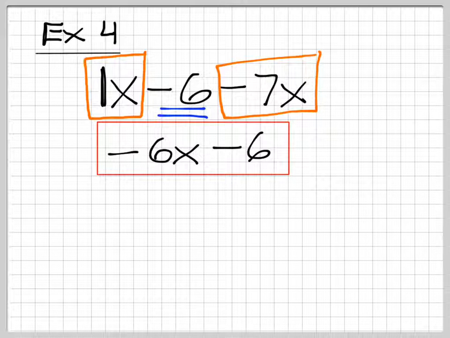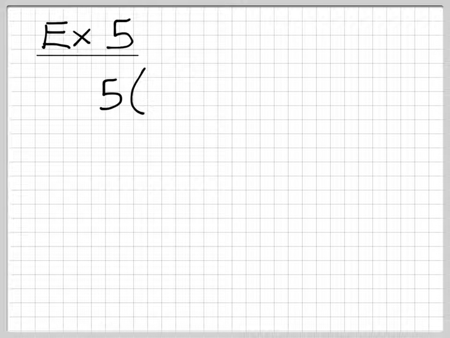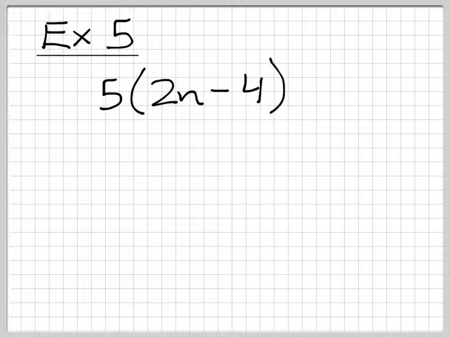Okay, I'm going to go ahead and flip to a new screen. Okay, example 5. Example 5 looks like this. 5 parentheses 2n minus 4. Okay, this one's a little bit different than the last two. I'm going through my order of operations. My parentheses. The problem I have with this set of parentheses is I cannot combine these. One has an n, one does not. They are not like terms.